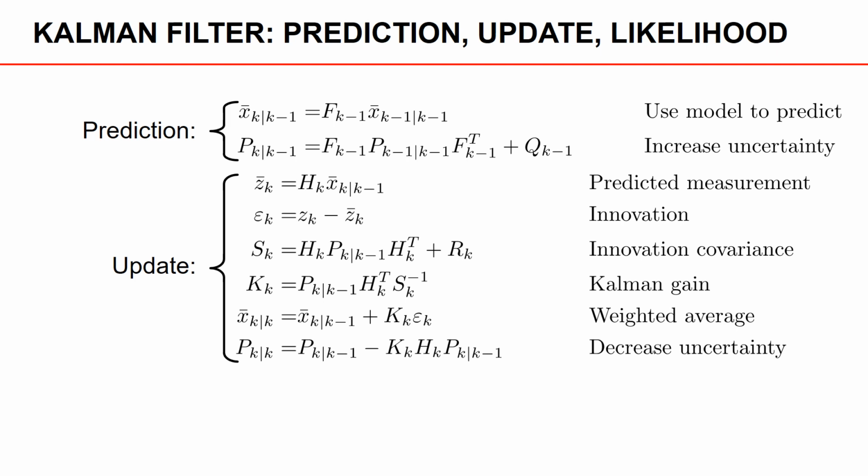The updated mean vector is a weighted average of the predicted mean vector and the innovation times the Kalman gain. And the updated covariance matrix decreases the uncertainty. The uncertainty decreases because we are gaining new information from the measurement. And lastly, the predicted likelihood is a Gaussian PDF evaluated at the measurement Z with a mean value given by the predicted measurement and the covariance given by the innovation covariance.